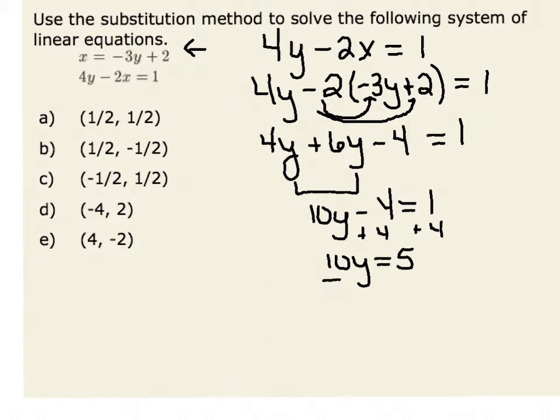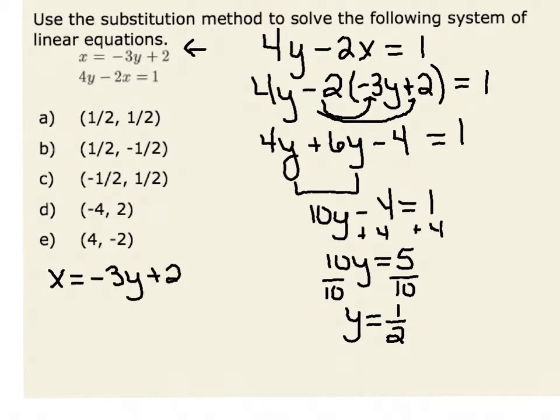Dividing both sides by 10, I can determine y is equal to 5/10, which is 1/2. Now that I know y is equal to 1/2, I can substitute this value into my first equation to solve for x. Since I know x is equal to negative 3y plus 2, I will substitute that value of y.